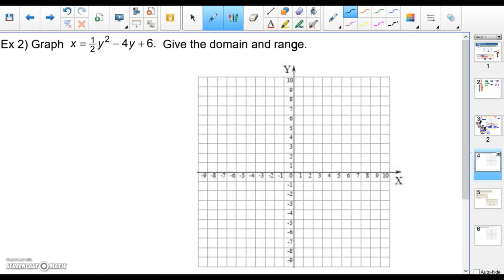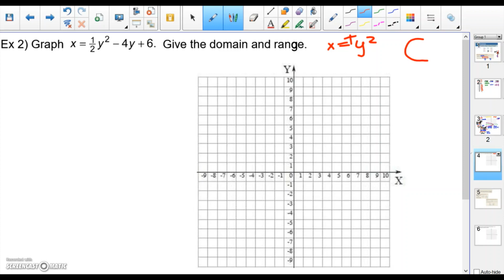Example 2, graph this function, give the domain and the range. So when I first look at this, I immediately see that it's an x equals y squared. And so I immediately know that since that 1/2 is a positive number, positive y squared is going to open to the right. So I automatically know that just by looking at the problem.